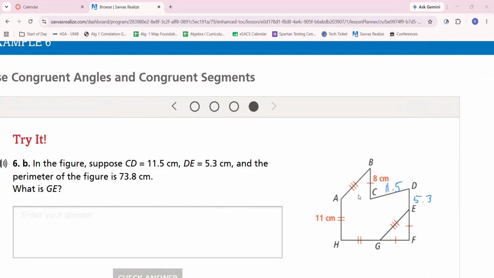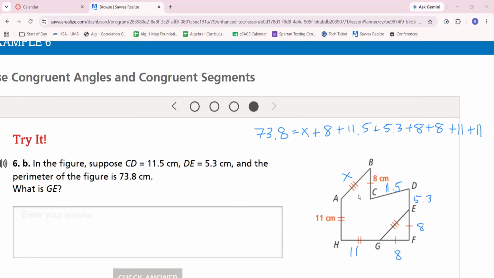I'm going to fill in the missing pieces as much as I can. The tick marks are what we're looking at. Again, HG is 11. GF and EF are both 8. Now I can use my idea that the perimeter is 73.8, and I can just add up all the sides. We're missing this side here, we'll call that x. We're just going to go around the figure: 8, 11.5, 5.3, 8 and 8 again, 11 and 11.